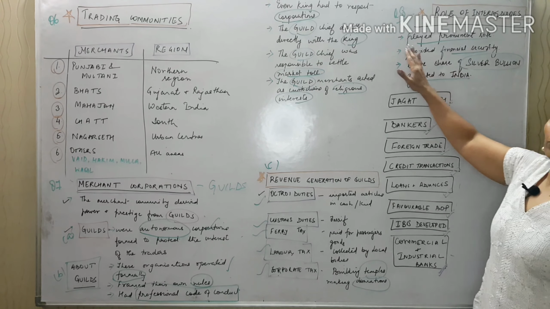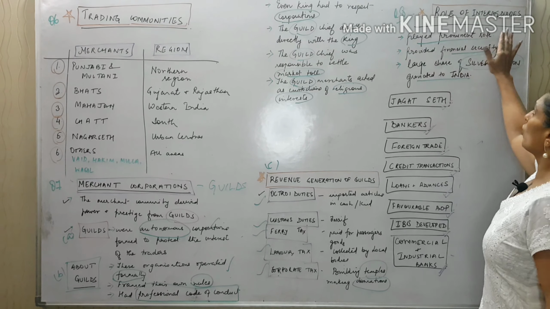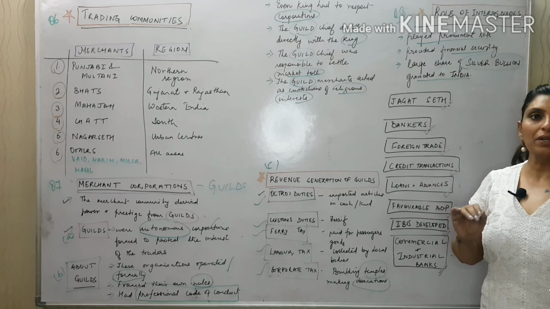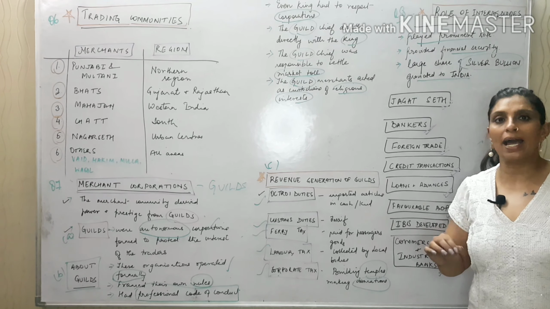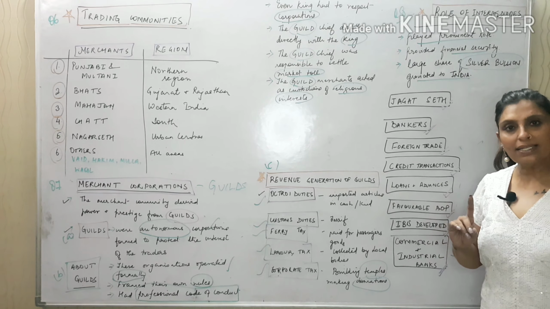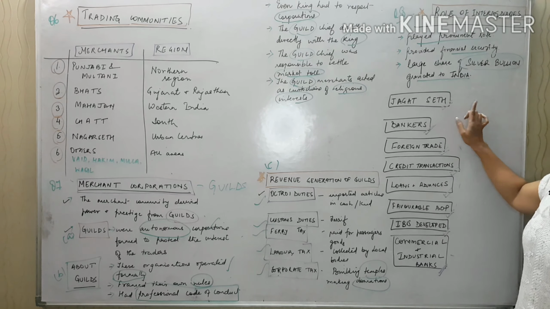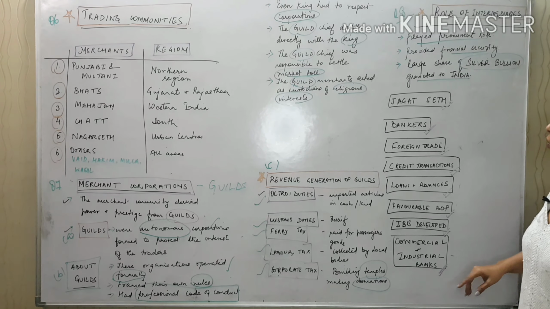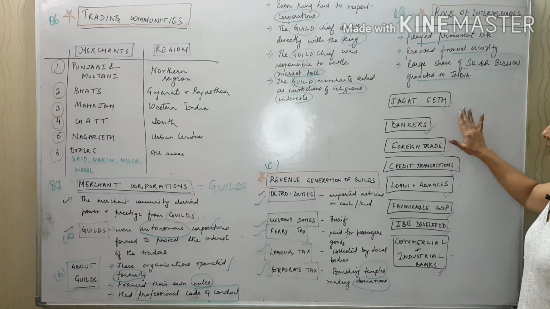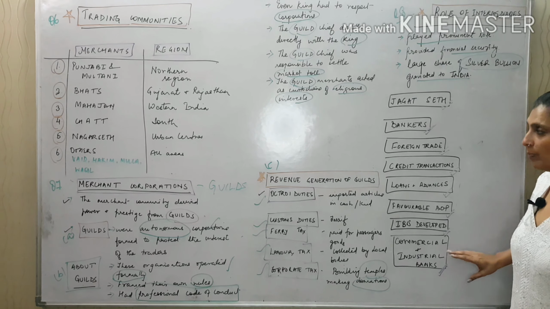Okay, next we come to question number 8. We are talking about the role of intermediaries. Intermediaries are the brokers, the people who play a very important role in trade and commerce. At that time, we had Jagat Seth, bankers, and commercial and industrial banks. What role was played by them?